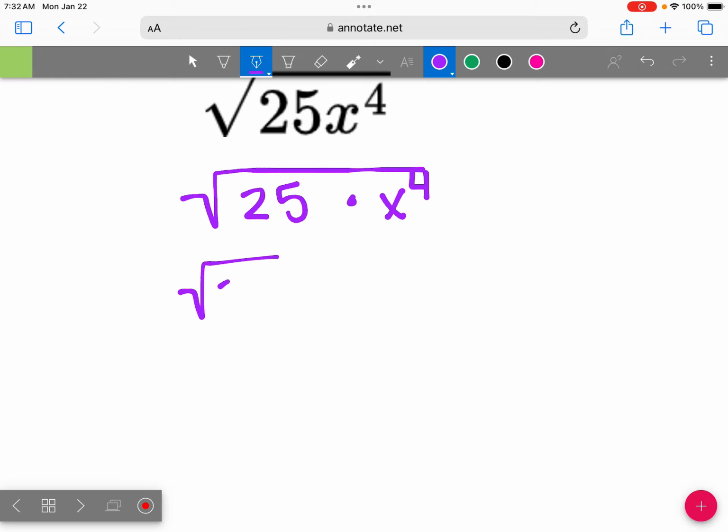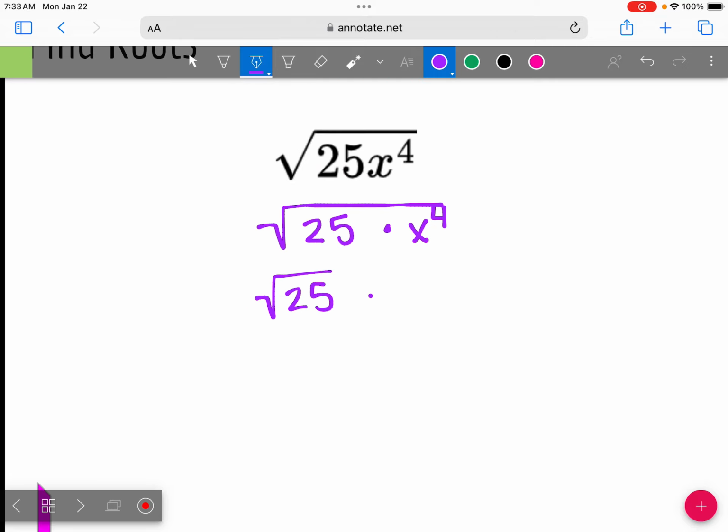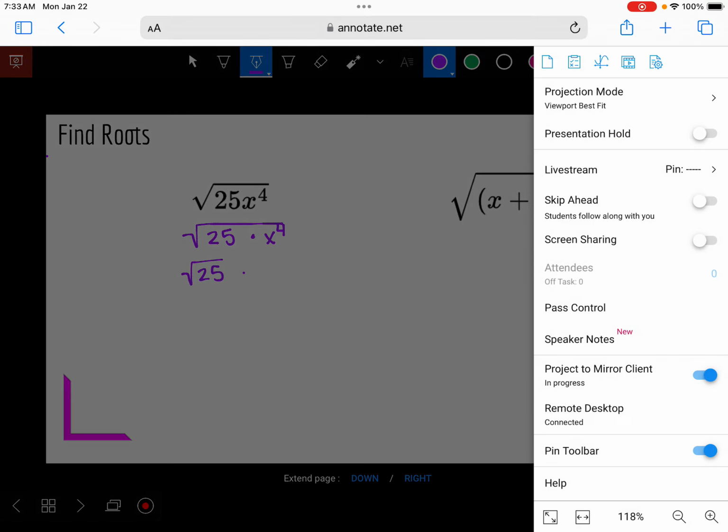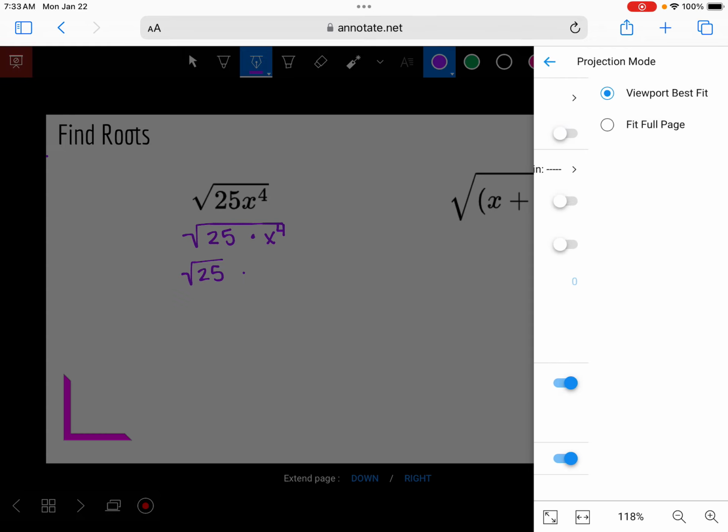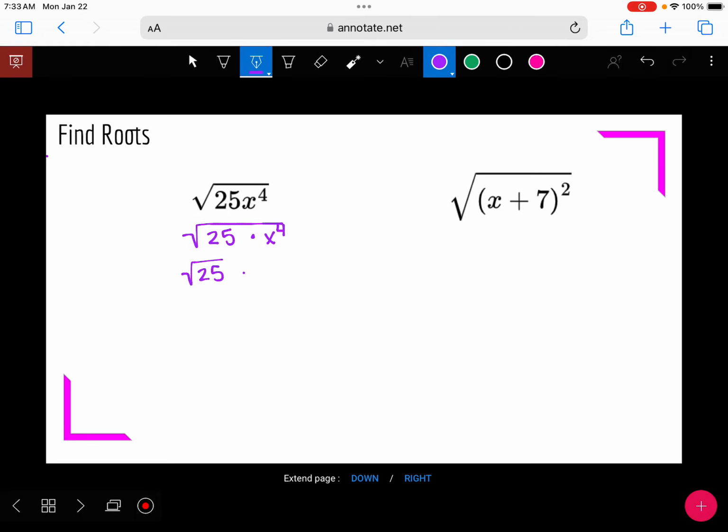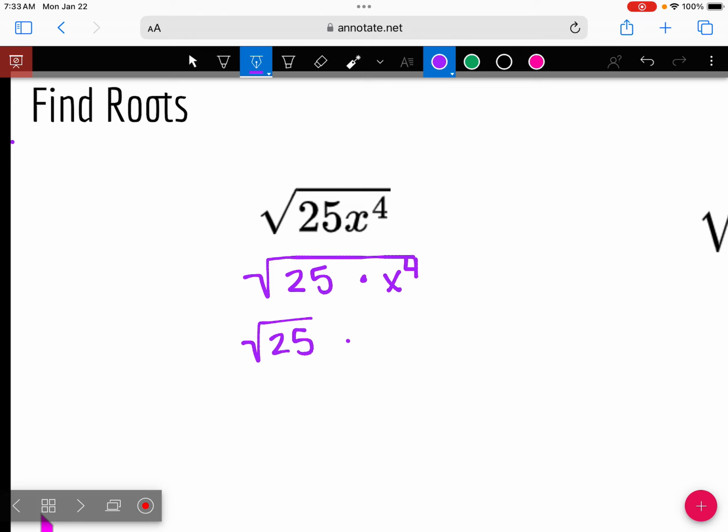So I can make this be square root of 25. Oh, you're right. Thank you. Oh, it's because my screen's being a jerk. There we go. Got it. Sorry. Thank you. Okay. Then I'll talk it through again. I'm just going to redo it.